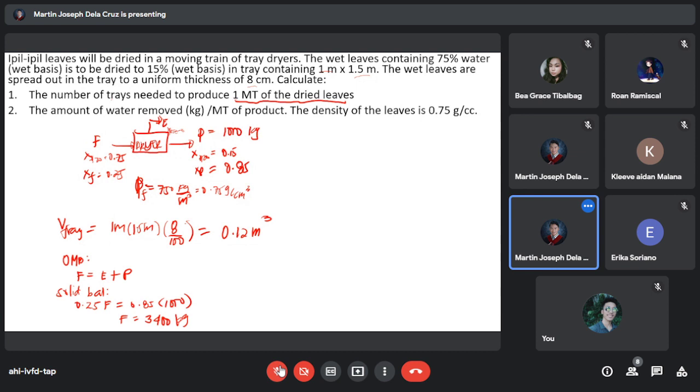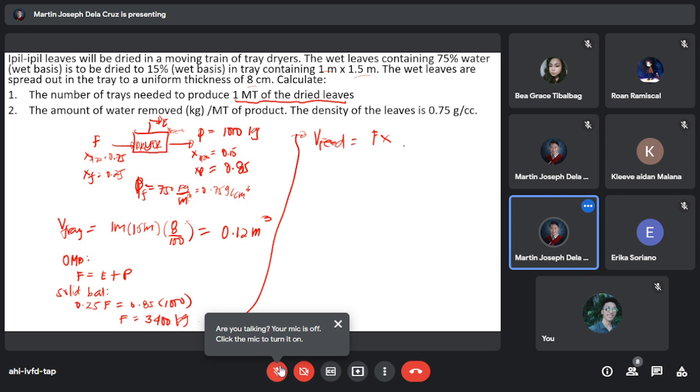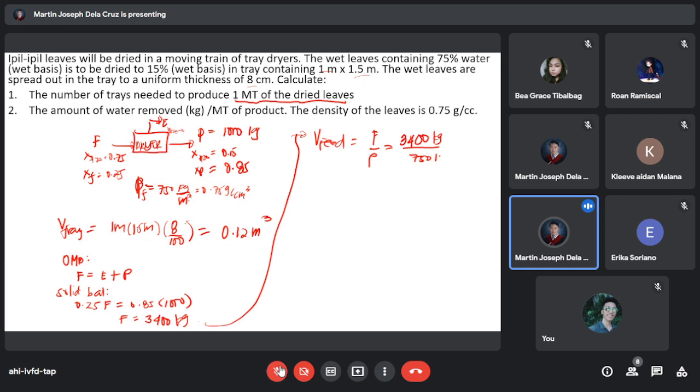So, since meron na tayo dito, class, and given, right? Given naman yung density ni feed natin, class. This is the density of our feed or your leaves. So, makukuha natin yung volume natin, class, right? Volume ng feed natin. So, in here, class, your volume of your feed now is equal to your feed times your density of your feed, class. Or feed over density, class. Right? Tama ba? Feed over density. So, to get now your answer, class, 3,400 kilograms over your kilogram per meter cube. So, kilogram, kilogram, tataas natin si meter cube. So, that is now your volume of your feed now.